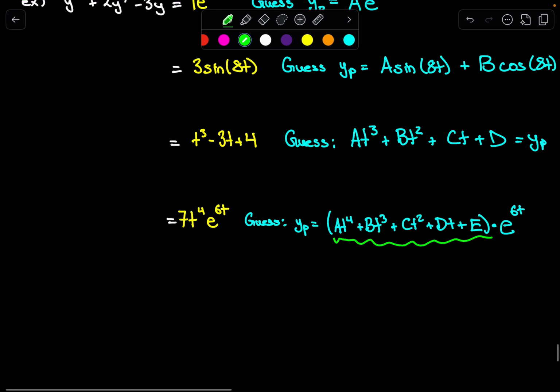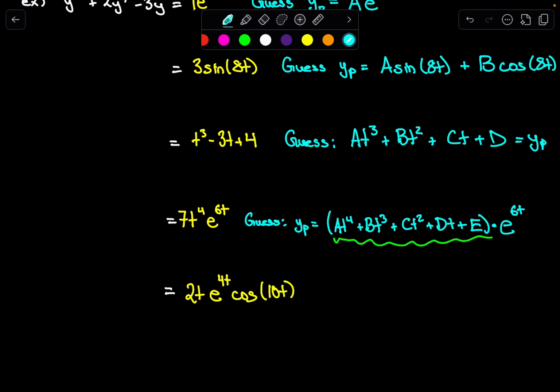So, if you feel like you're getting the hang of it, what if our differential equation looked like, let's just do 2t times e to the 4t times cosine of 10t, something like this.